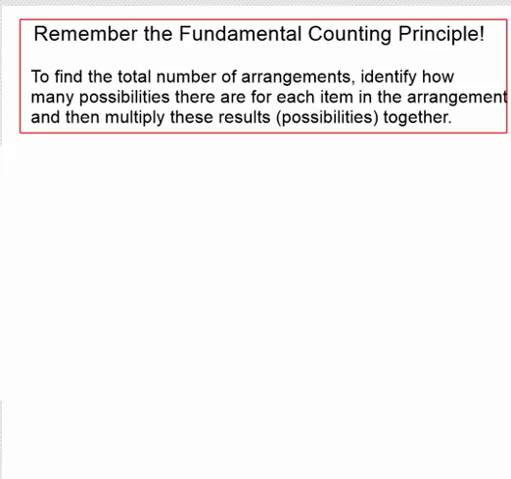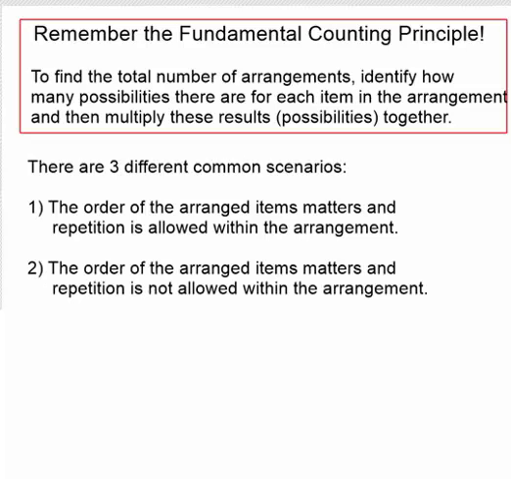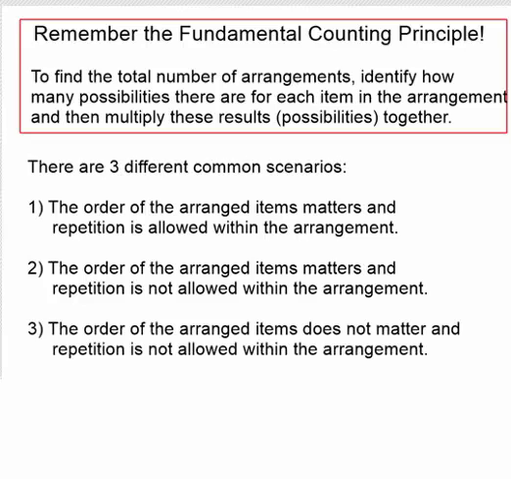We will look at three different scenarios. In the first scenario, the order of the arranged items matters, and repetition is allowed within the arrangement. In the second scenario, the order of the arranged items matters as well, but repetition is not allowed within the arrangement. In the third scenario, the order of the arranged items does not matter, and repetition is not allowed within the arrangement. We'll look at examples of each of these three scenarios.